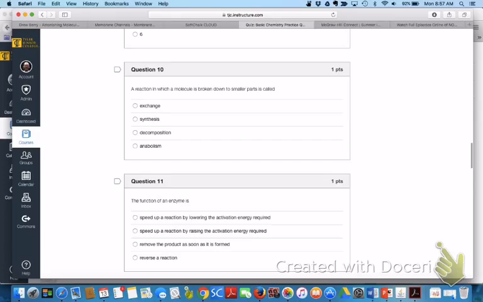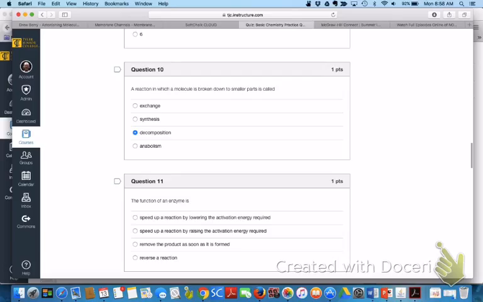Question 10. A reaction in which a molecule is broken down into smaller parts. This is a definitional question. Can we do that one? Decomposition. Okay, and what's the opposite of that? Synthesis would be building up. What about anabolism? What does that mean? Building up. So it's a synonym for synthesis, right? What's the synonym for decomposition? Catabolism. And then what do we do in an exchange reaction? You break them apart and swap parts. So it's very simple.